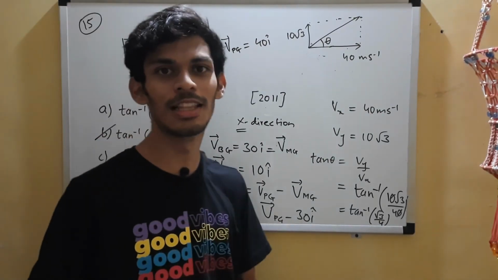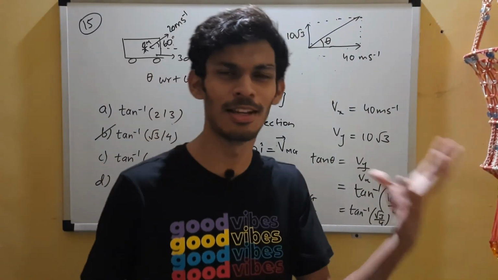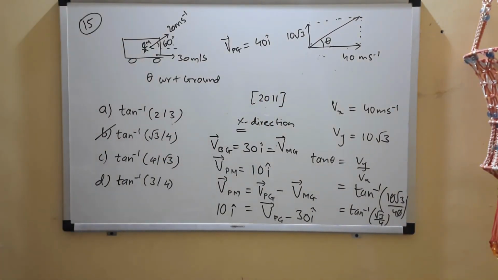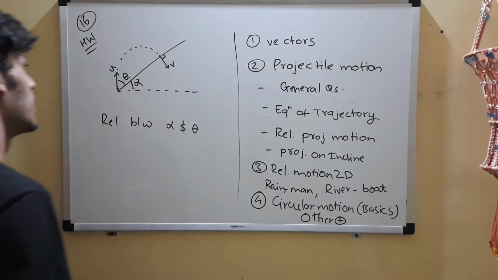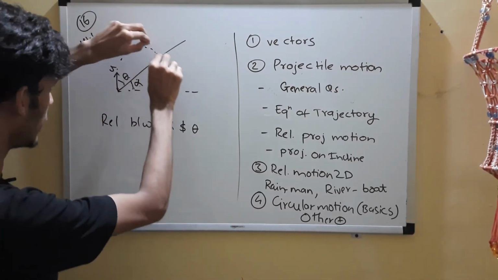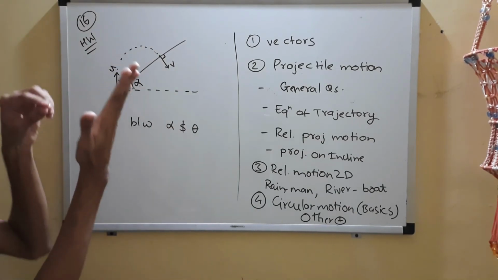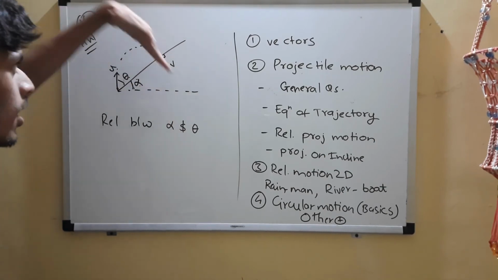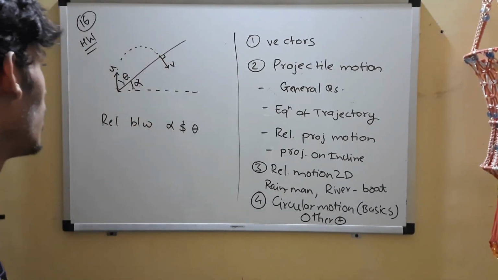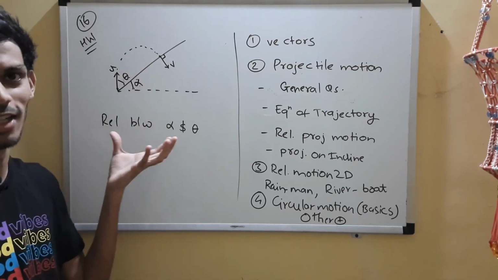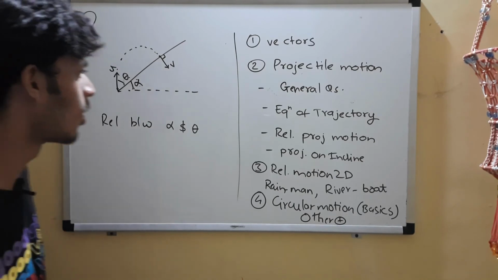Okay, I hope that was clear. I'll give you your homework questions, then some tips maybe, and let's wrap up for today's class. Okay, so over to the homework question now. Question 16, your homework question. In this question, you have thrown a projectile up the incline. So this projectile finally ends perpendicular to your incline. Okay, so you can see that finally the final velocity vector is perpendicular to the incline. So you have to find a relation between alpha and theta for such a case. Okay, so that is your homework question.